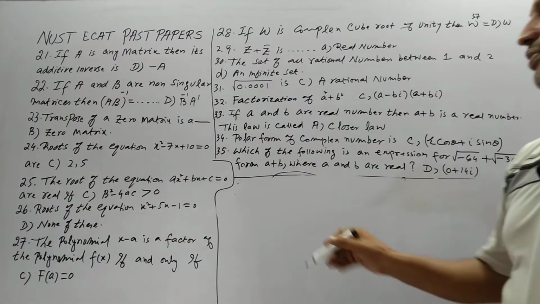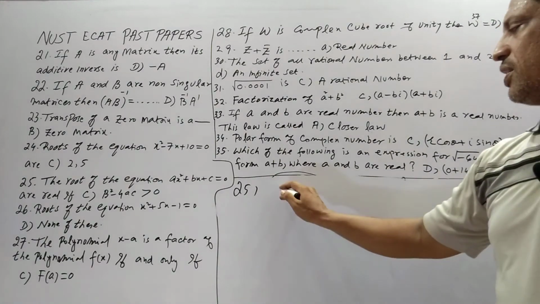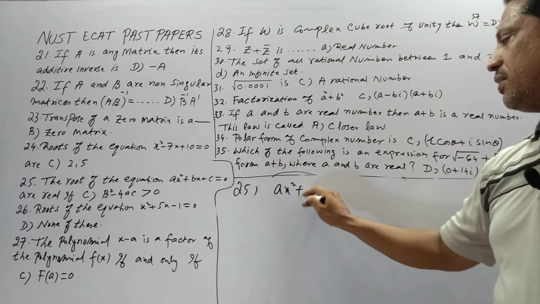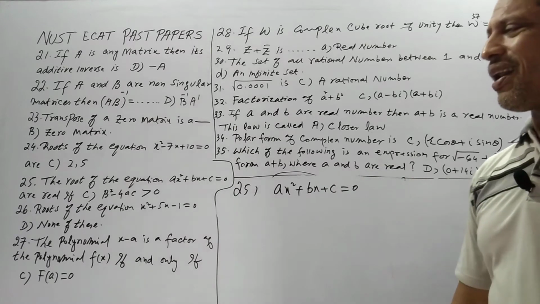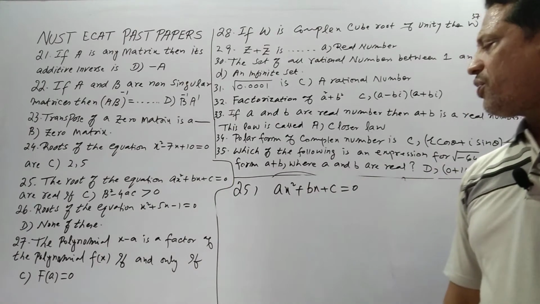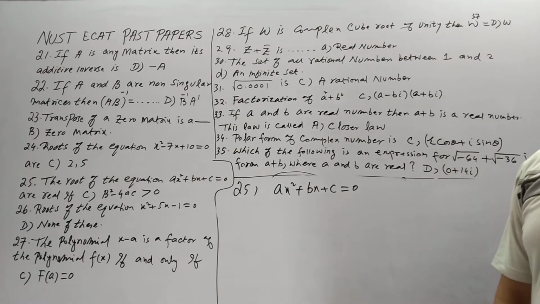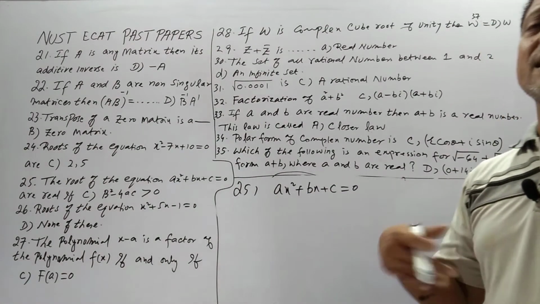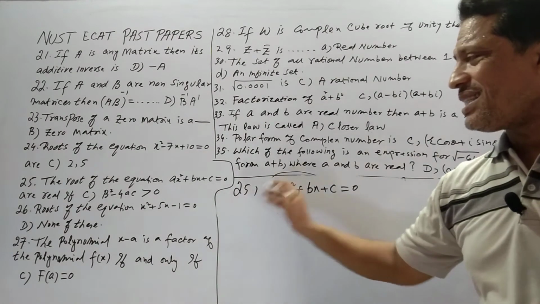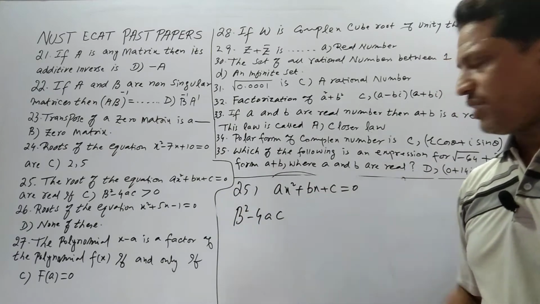MCQ number 25. The roots of the equation ax squared plus bx plus c is equal to 0 are real if, you know, students, how to find the nature of roots. We have to find the nature of roots by using the discriminant property. What is the discriminant? b squared minus 4ac.